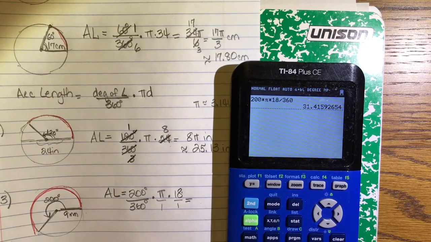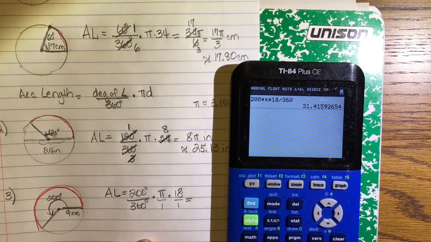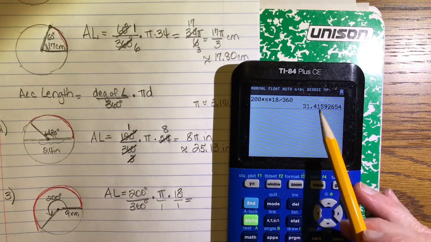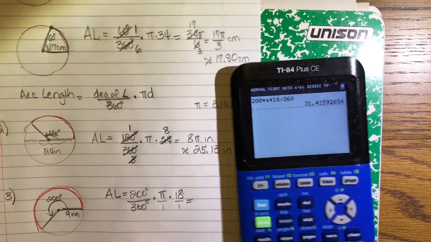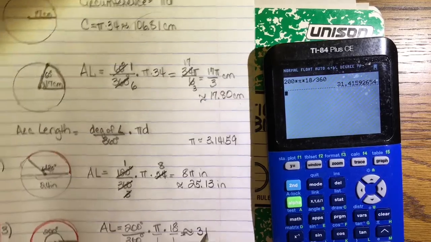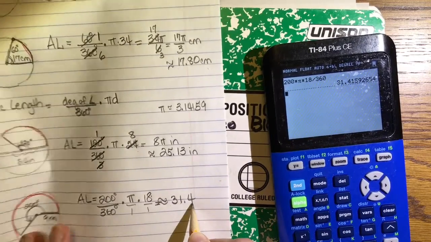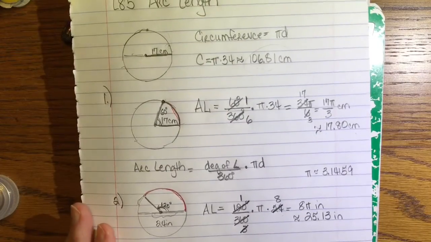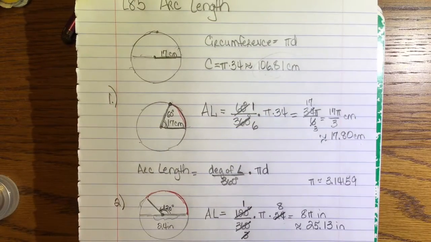Now, I don't know on yours what it's going to round to. It looks like it's going to round to 1 decimal place. So in this case, if you did 1, the 1 would make the 4 stay the same. So that's going to be approximately 31.4, and our units were millimeters. So this is just a piece of the circle around it.